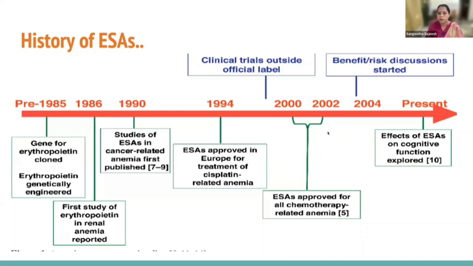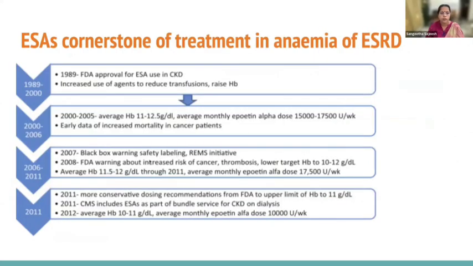But later we got some issues. By 2005, there was early data of increased mortality in cancer patients, so by 2007, there was a black box warning, safety labeling. And by 2008, FDA warned about increased risk of cancer and thrombosis, and hence to lower the target of hemoglobin to 10 to 12 gram per deciliter. And then thereafter, it was kept at average hemoglobin 11.5 to 12 gram per deciliter, and average monthly epoetin alpha dose to 17,500 unit per week.